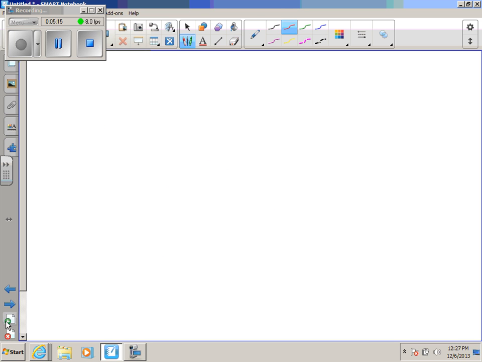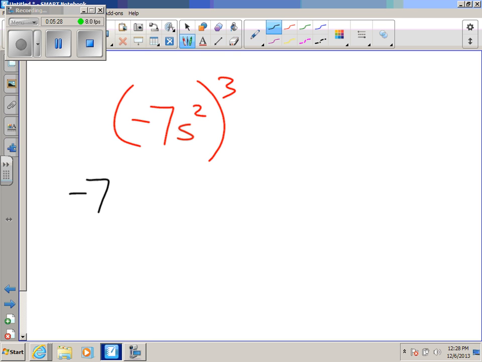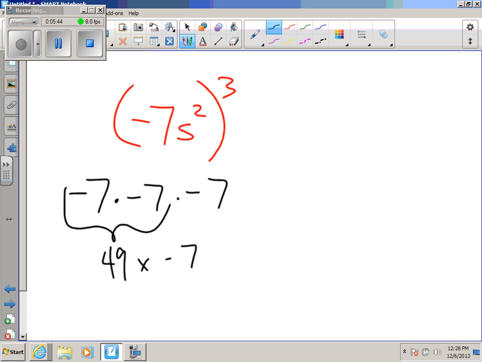One of you should ask. Negative 7 s squared to the third power. Negative 7 to the third power means negative 7 times negative 7 times negative 7. Negative times negative gives you a positive. So 49 times a negative 7 is a negative 343.